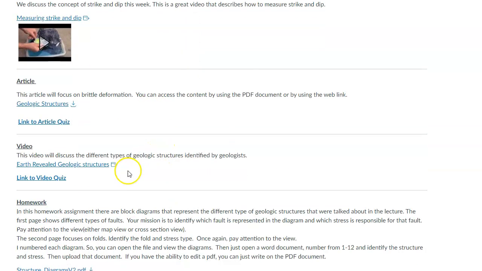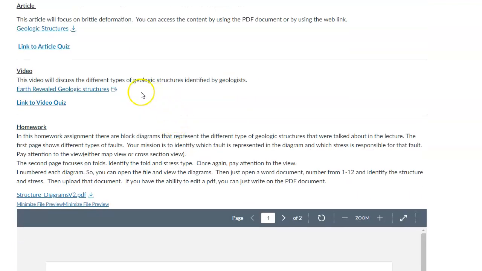And then, as always, we have a couple additional things to do. The article is talking about some other structures, some brittle deformations. It's mostly about faults, but also about what are called joints and veins. You can look at that and take the quiz. The video is an Earth Revealed, talking about geologic structures and why we look at structure. Why do we care? Well, certainly earthquakes are a problem for society. It'd be nice to know where they're happening and if they're going to happen again. But a lot of times we find valuable resources at folds or faults. Oil, gas, things like that accumulate there, so it's useful to understand the structures.